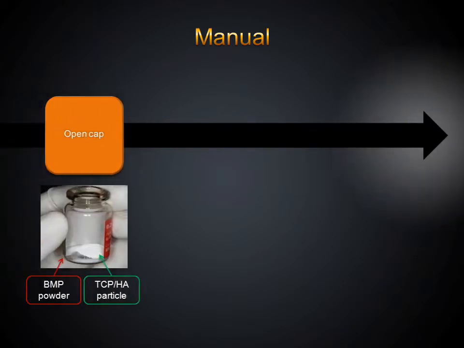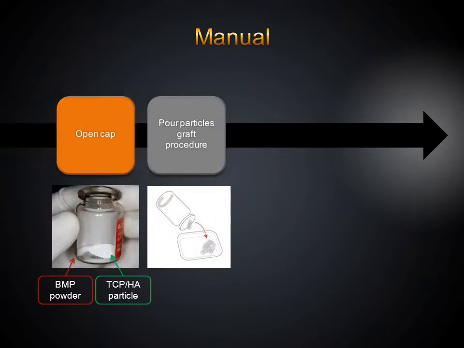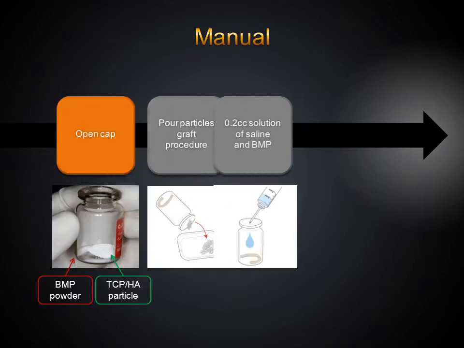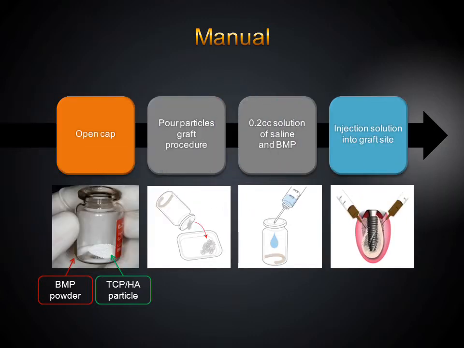0.1 gram of CowellBMP is composed of 0.1 mg of BMP powder and 0.1 gram of TCP-HA ceramics. BMP powder is attached to the bottom of the bottle. TCP-HA powder is poured into a sterilized dish. From 0.1 to 0.2 cc of sterilized water or saline is injected. BMP2 powder is soluble in water. From 0.1 to 0.2 cc of BMP2 solution is aspirated with a 1 cc syringe.